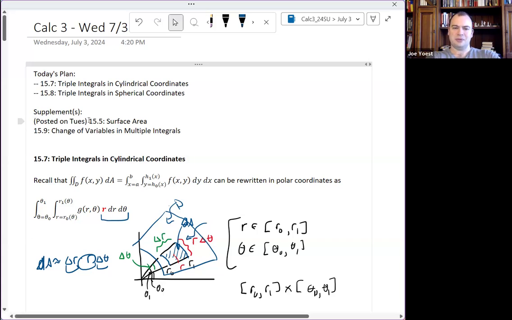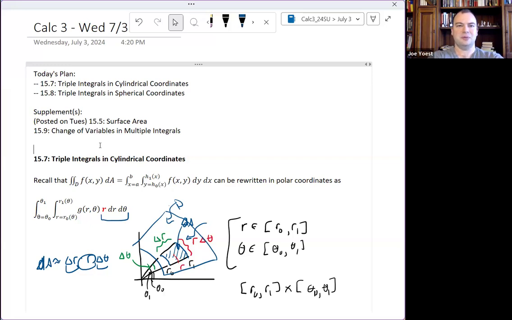As I mentioned before, the surface area supplement is up and available, and change of variables I'll have available tomorrow, and that'll wrap up chapter 15. Then we'll move into chapter 16 on vector calculus.